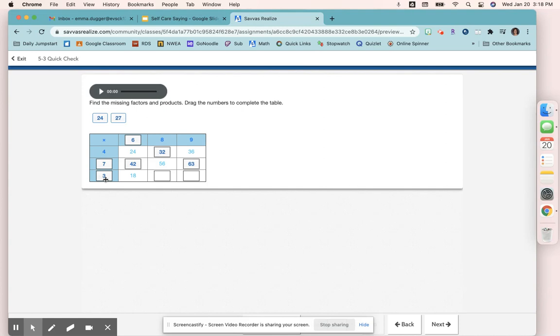Now that I know this other factor is 3, I can figure out my final two products. 3 times 8 is 24. 3 times 9 is 27. Since all of the other numbers are accurate and they fit, then I know for sure that one is my 7, and I can be finished and go on to the next problem.